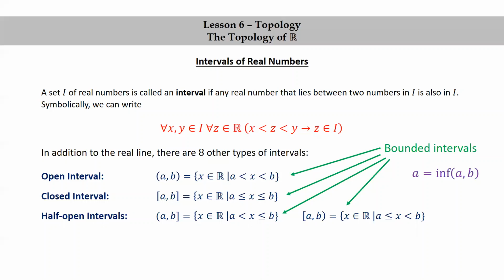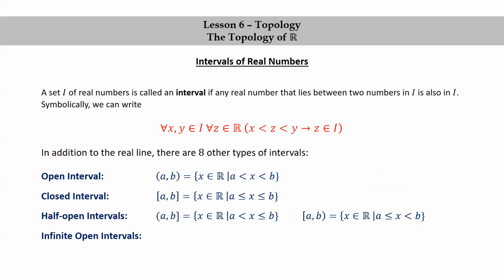For example, for the open interval A B, A is the infimum or greatest lower bound of the open interval A B, and B is the supremum or least upper bound of the open interval A B. And a similar thing could be said for all the other types of intervals. In all four of these cases, A is the infimum and B is the supremum.